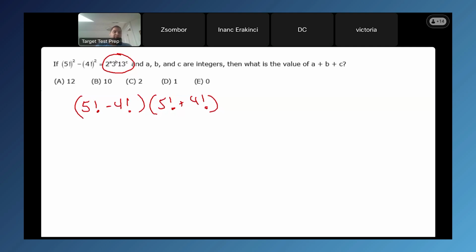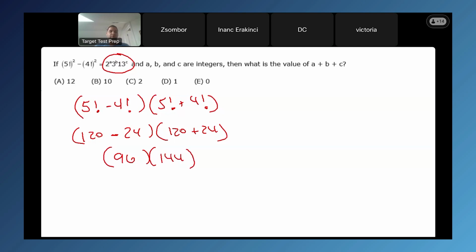So what we're talking about is, doing that out, 120 minus 4 factorial, which is 24, and then 120 plus 24, right? So when you subtract 24 from 120, you get 96. 120 plus 24, you're going to get 144, right? And then you kind of just keep going from there.